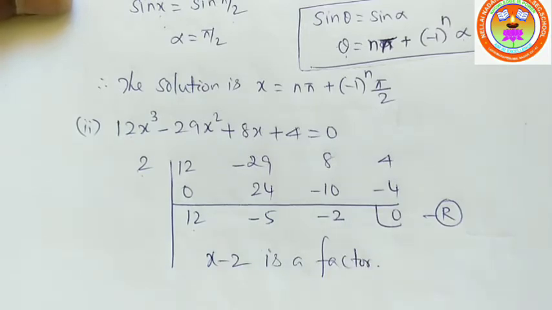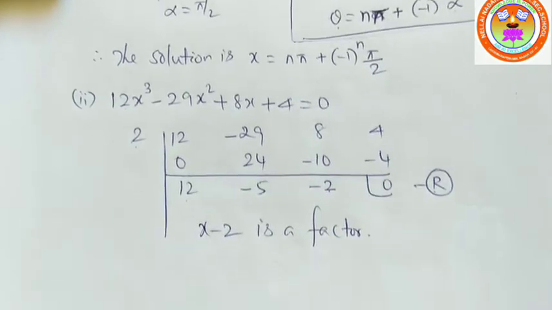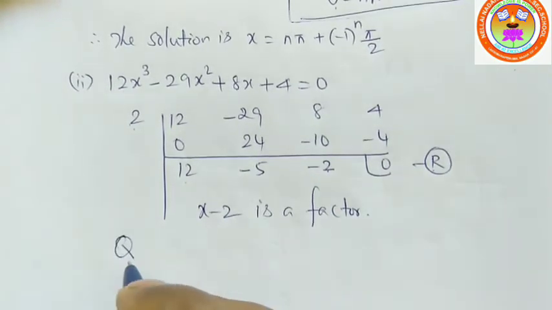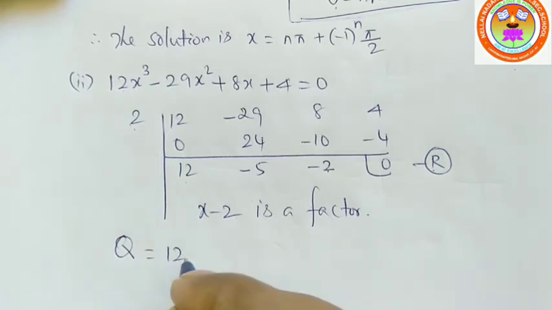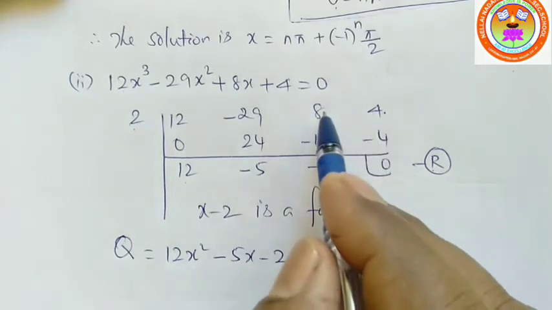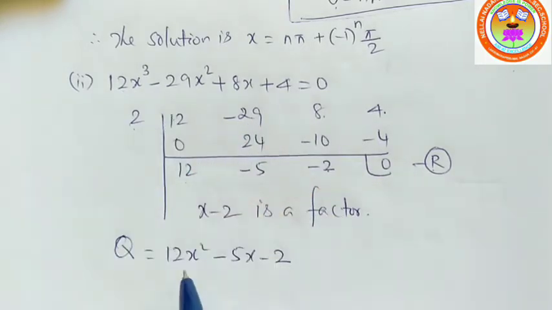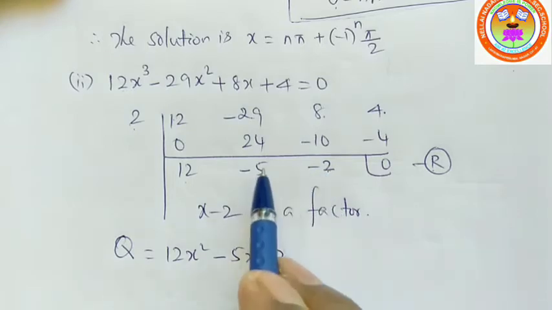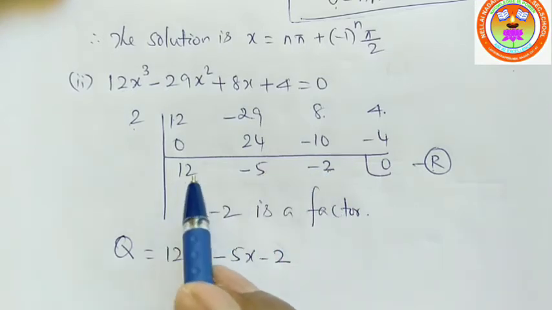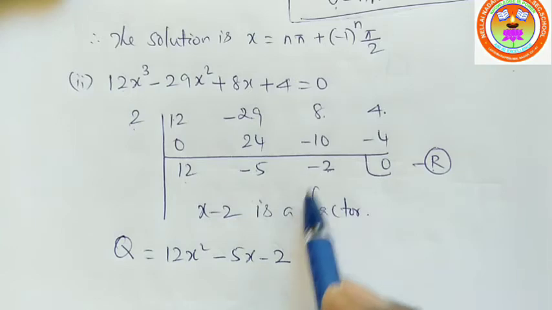So we can find the other two factors by taking the coefficients. This is the remainder, and this one is the quotient. So what is the quotient now? The quotient is equal to 12x square minus 5x minus 2. The reason is, this is the constant term, x term, x square term, x cube term. Similarly here, constant, x, x square. So 12x square minus 5x minus 2.